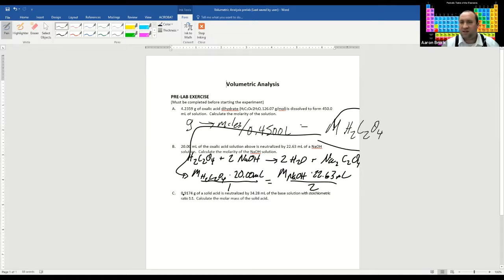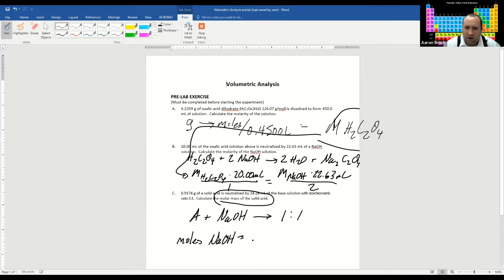The last part, this is actually mimicking what you're going to do in lab. Because in lab, you're going to try to find the molar mass of an acid. And to do that, you're going to use titration data. So luckily, the acid that you use reacts with sodium hydroxide in a 1-to-1 fashion. So that means that however many moles of NaOH there are, that is going to be the same as the number of the moles of acid.